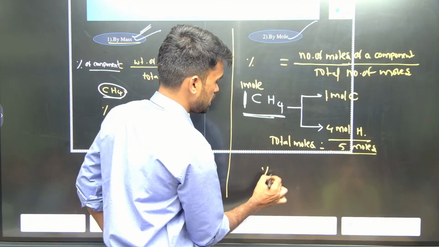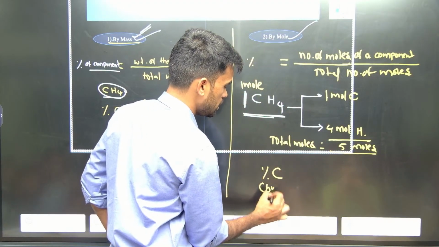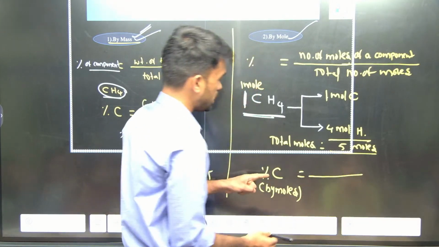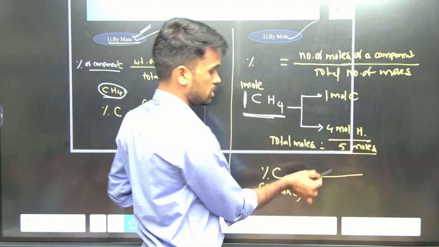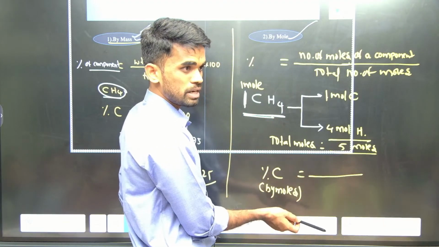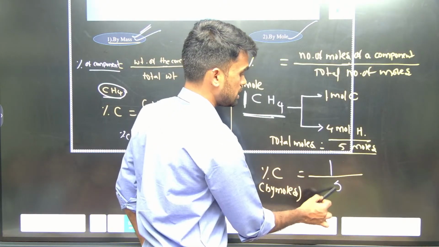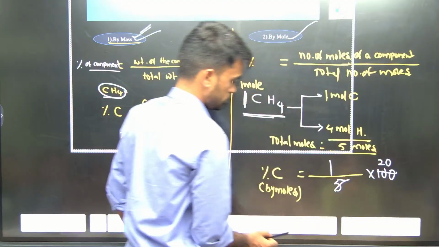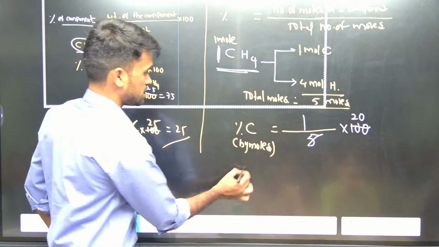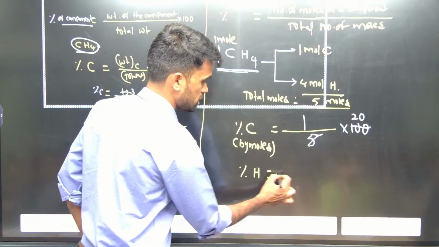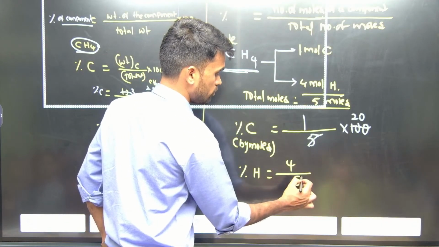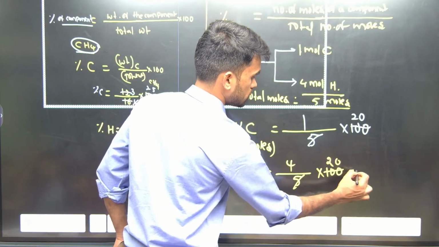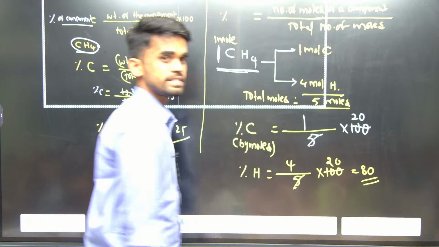Next, percentage composition of carbon by moles. By mass is different, by moles is different. Now tell me, how many moles of carbon, the component? So the numerator is how much, the denominator is how much? Here 1, here it is 5, into 100. So this will be 20. Next, percentage composition of hydrogen, if I ask? 4 by 5 into 100, 80. Is this clear?